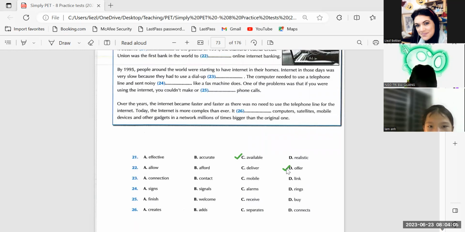By 1995, people around the world were starting to have internet in their homes. Internet in those days was very slow because they had to use a dial-up link. The computer needs to use a telephone line and send noisy signals.